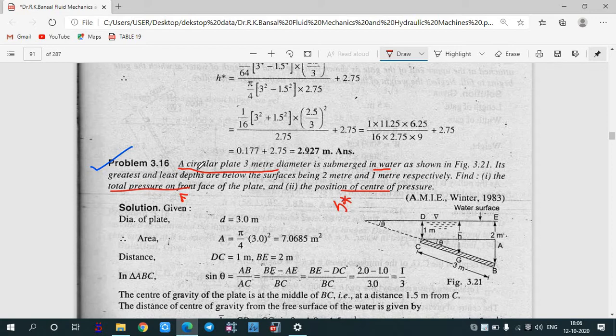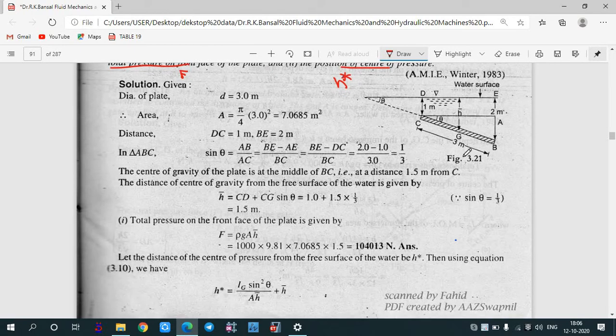So it has been clearly mentioned that it is a circular plate, having a diameter of 3 meter, and it has been submerged in water. So submerged in water means what? It is having a density of what? The density of water is 1000. So wherever the density comes, we need to take it as 1000. Okay, let us now discuss the diagram.